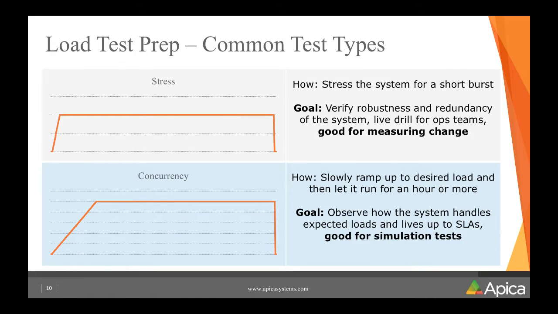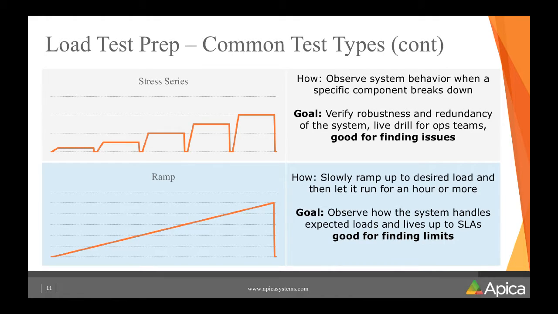And going back, I've added a small tagline to all of these tests. Stress testing is good for measuring change. Concurrency testing is good for simulation tests. The stress series is good for finding issues with your environment. And ramp is good for finding limits. So these are some easy tools you can make use of when you're doing load testing to help you find things and they'll validate your environments.